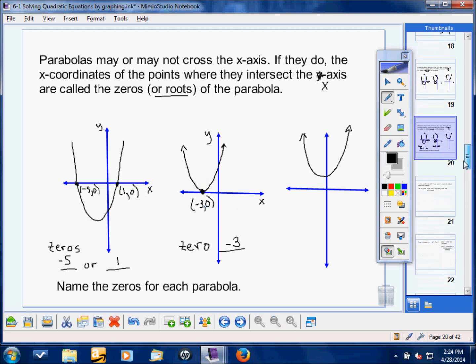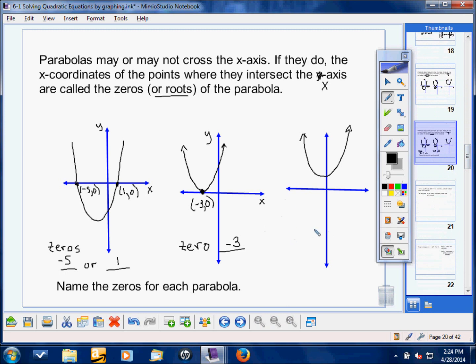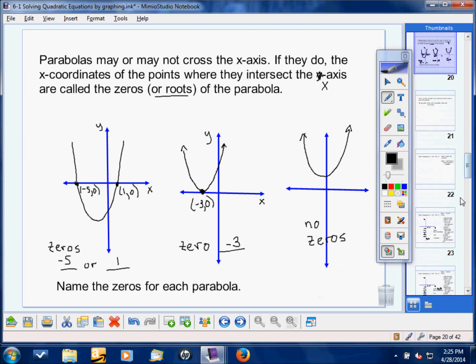Okay, so the last one. How many zeros are here? Zero. So there are no zeros. It's the same as saying no solution. There are no zeros, there are no roots. We're going to use these things later down the road.